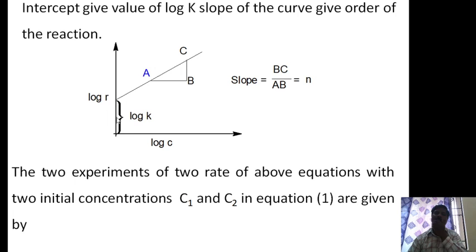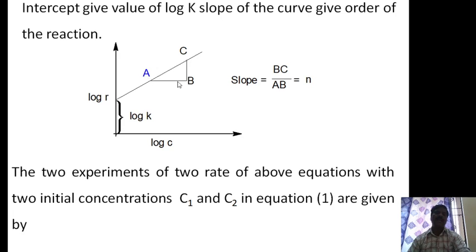After that, we plot log r, that is log of minus dc divided by dt, on the y axis and log c on the x axis. We will get an intercept, which gives log k, the logarithm of the rate constant, and the slope of the curve we can find by drawing a right angle triangle on this curve.